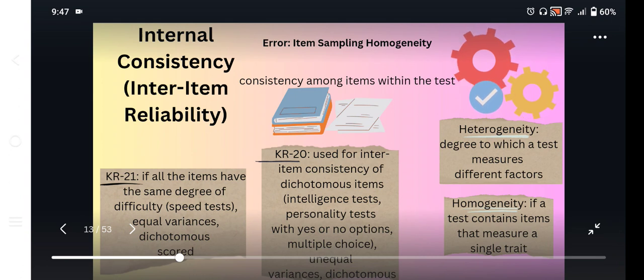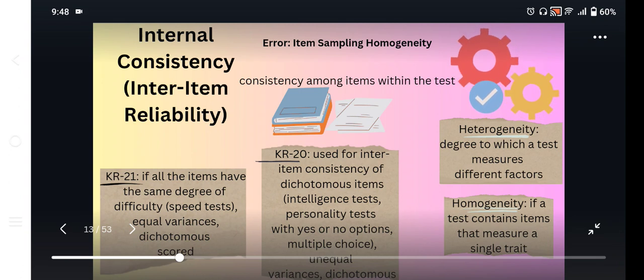When the items are highly homogeneous, KR20 yields a split-half estimate of reliability. If the items are more heterogeneous, KR20 yields a lower estimate than the split-half method. The KR20 formula requires that you find the proportion of the people who got each item correct.